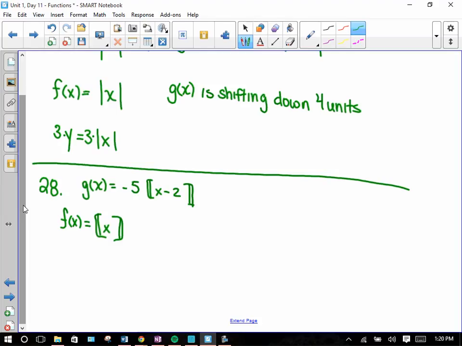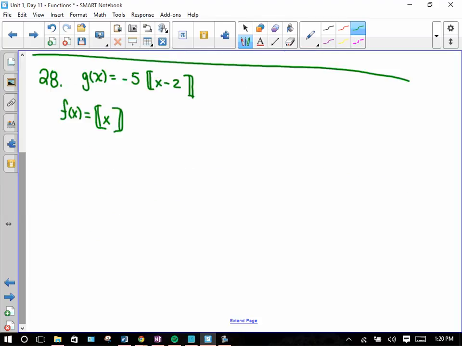That's that. So Leilani, what is one way that this graph has been changed from the parent function? Going what? Okay. So Leilani says it's going down by 5. Is it? I'm assuming that you got that from negative 5. All right. Is that really moving it down 5?